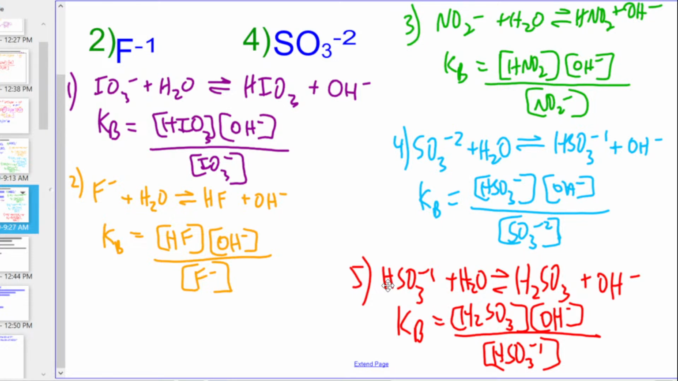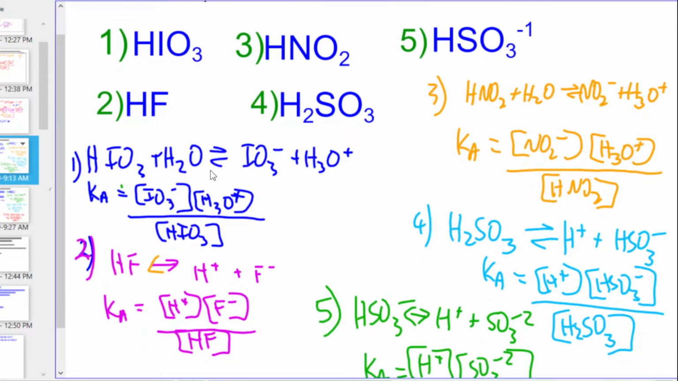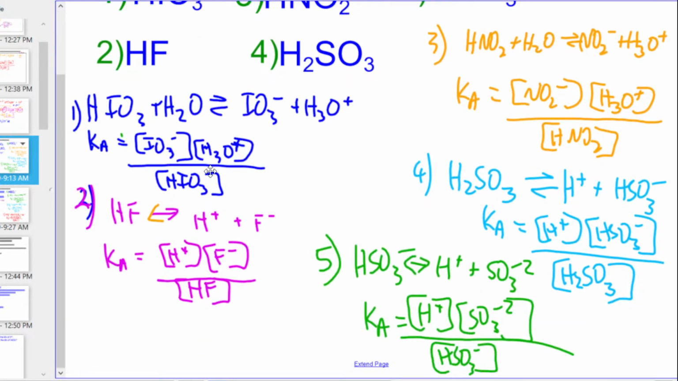Because if we go back and you take a look at what we did for the KAs, I didn't add water to all of them. Yeah, but you can, right? You can. So I did HIO3 plus H2O goes to IO3 minus plus H3O plus. I didn't do it here. But I could go HF plus H2O goes to H3O plus F minus.